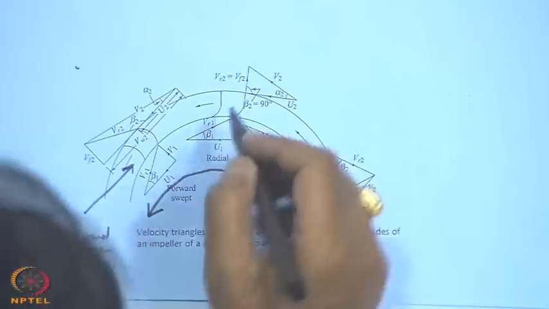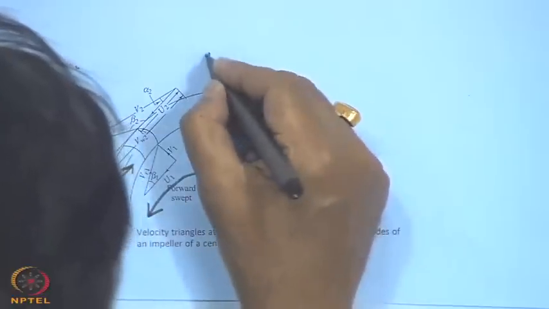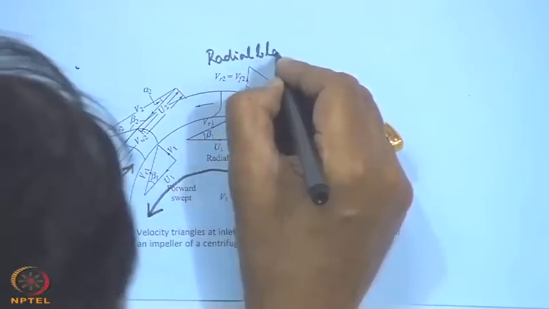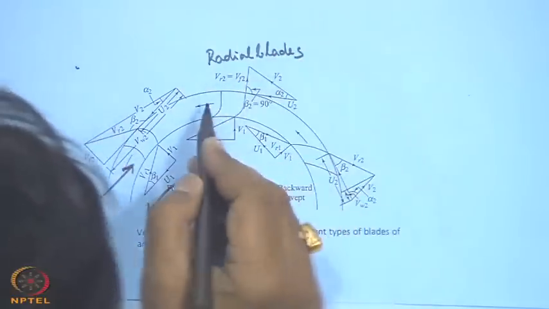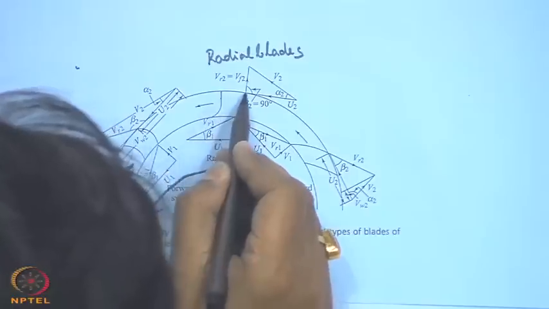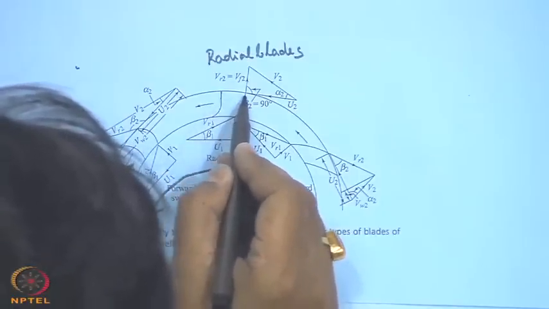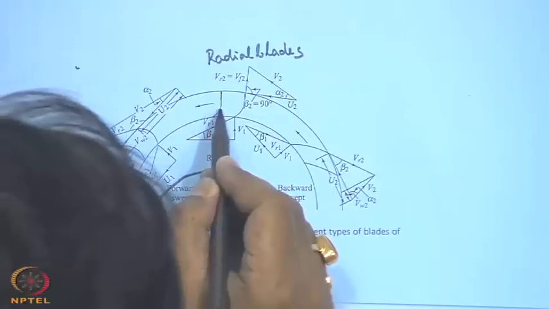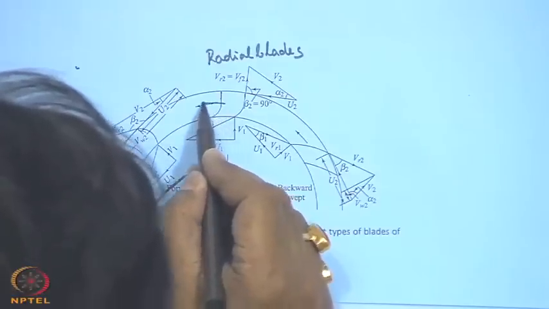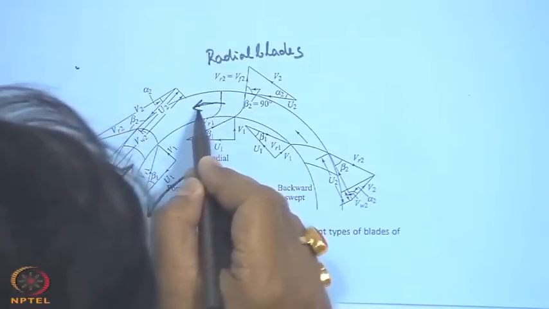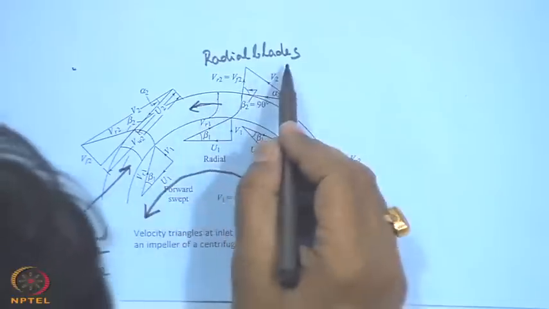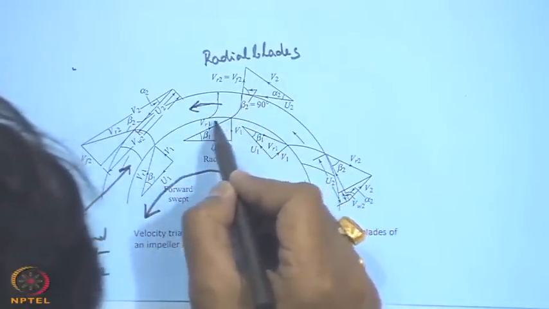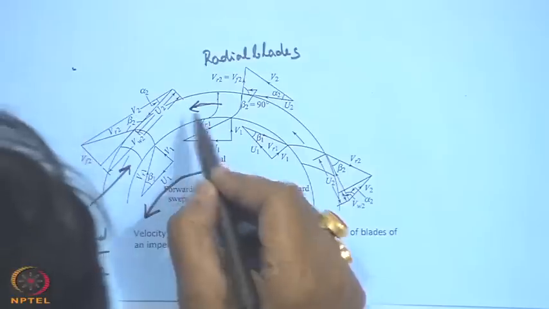This is a forward swept blade. This type of blade is known as a radial blade. What is the radial blade? At the outlet the blade is radial, but at the inlet there is a curvature, and this curvature is forward swept. Why? Because this is the direction of the motion, and the curvature is in the direction of the motion. So radial blades are flat radially outward, but curved at the inlet, which is forward swept.